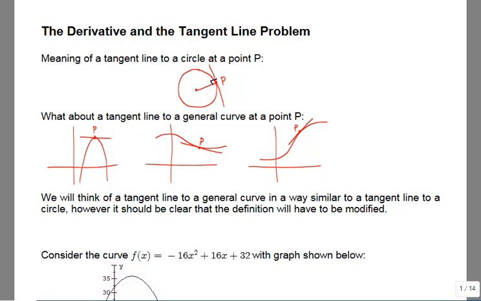In this video lecture today, we're going to talk about a very important topic in calculus called the derivative. And the derivative was created to help address something called the tangent line problem. So that's where we're going to start today.